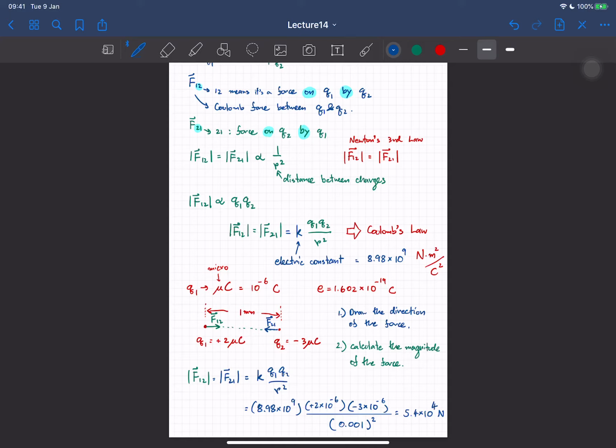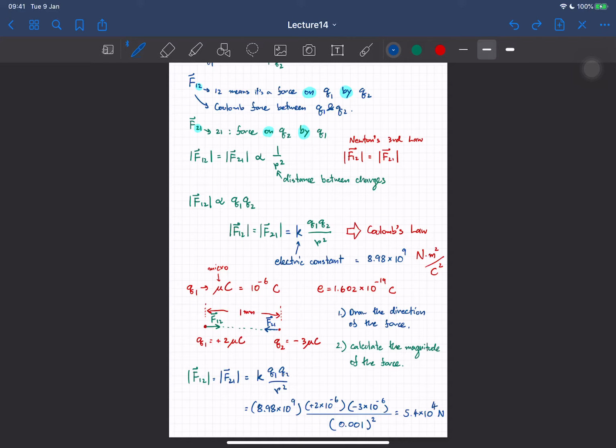So again, this number here should be 10 to the 4. So there's a correction to this one. So next we're gonna talk about, okay, what happens if we have multiple charges, right?